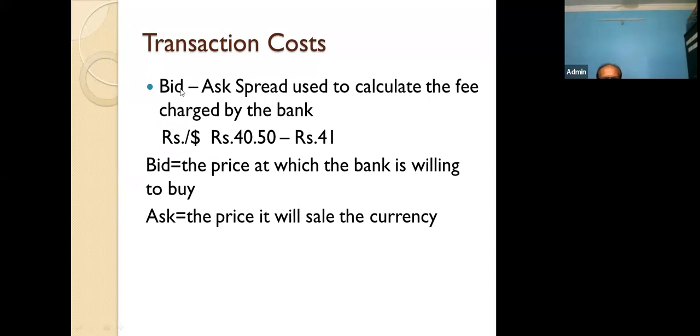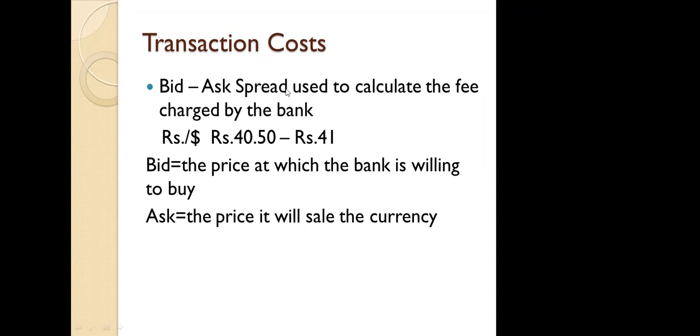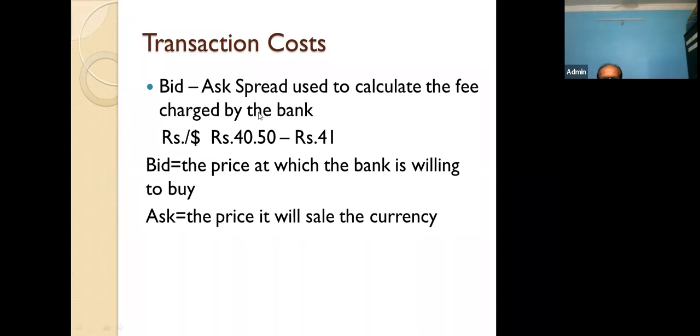Now, basically, there are three words: bid, ask, and spread. Bid, ask, and spread are used to calculate the fee charged by the bank. How much fee is charged by a bank, that is known as our transaction cost. When we buy foreign currency and in turn pay our home currency, the bank charges us, so that is known as a transaction cost.